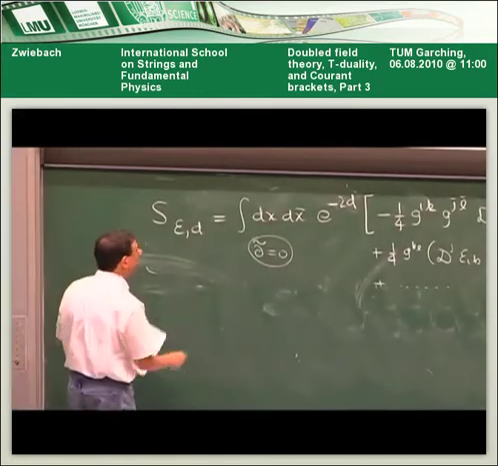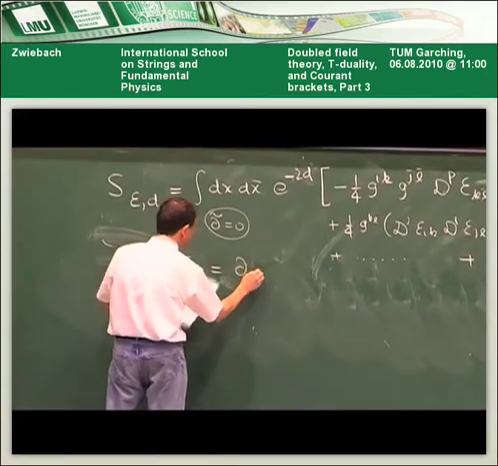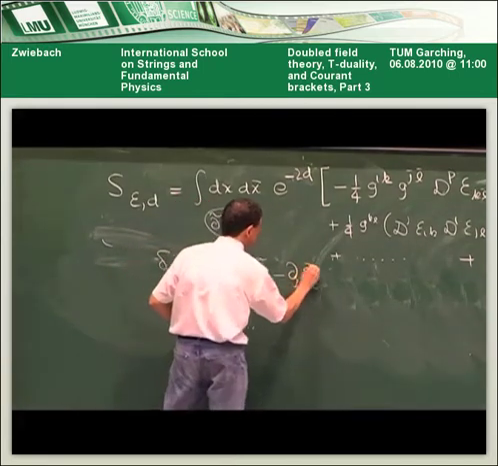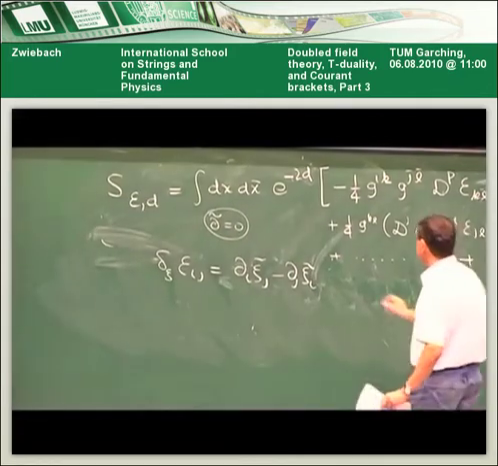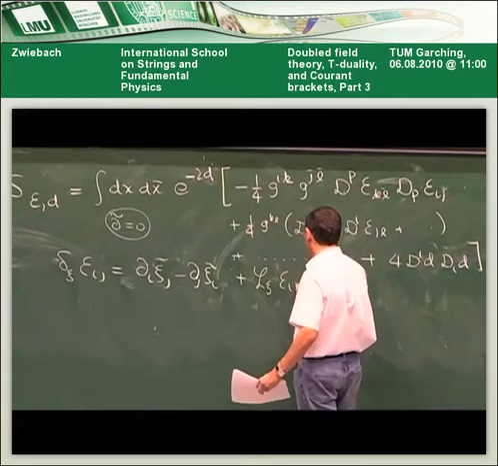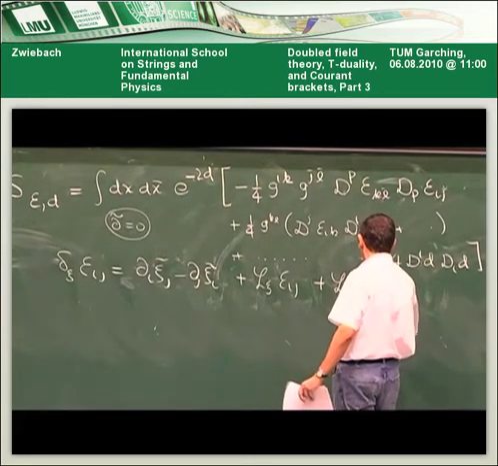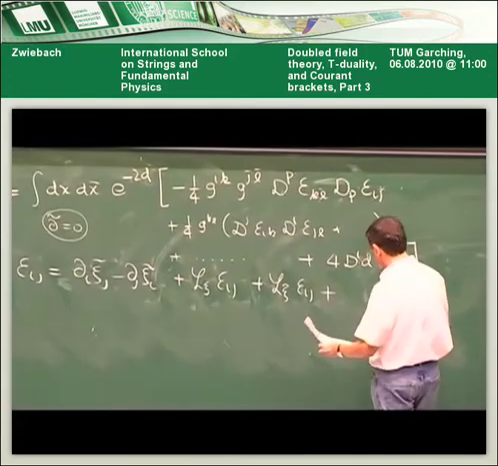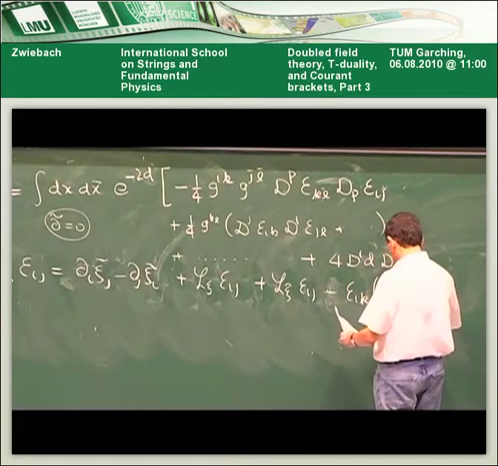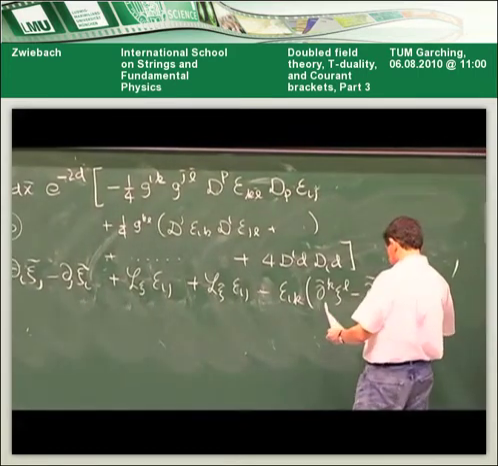Maybe I'll mention them because they're rather pretty. Delta Xi of EIJ. It has the Kalb-Ramond one, DI Xi J tilde minus DJ Xi I tilde. Then it has the Lie derivative with respect to Xi of EIJ, plus the Lie derivative with respect to Xi tilde of EIJ, plus one funny term, minus one funny term, EIK, the tilde K Xi L minus the tilde L Xi K, ELJ.